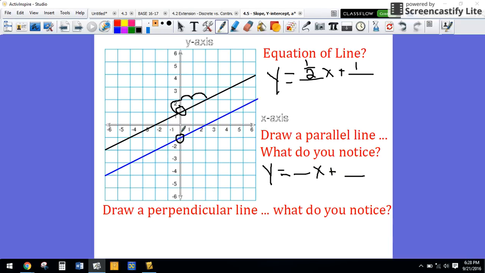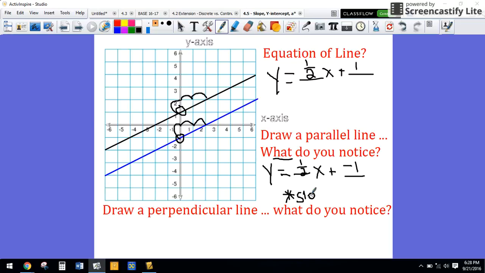So my y-intercept is negative 1. That is different than this one. My slope, I'm going to count up 1 and over 2. Now, if we had more time, I would have you guys graph multiple parallel lines here and write multiple equations. However, I'm not going to do that. I'm just going to help you guys with the what do you notice, that when it's a parallel line, the slopes have to be the same because it has to be rising and running at the same rate for them to never touch. So slopes, same.